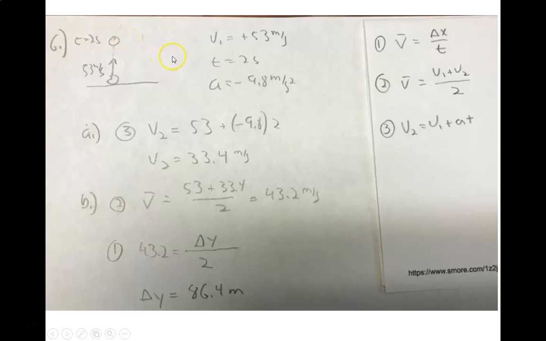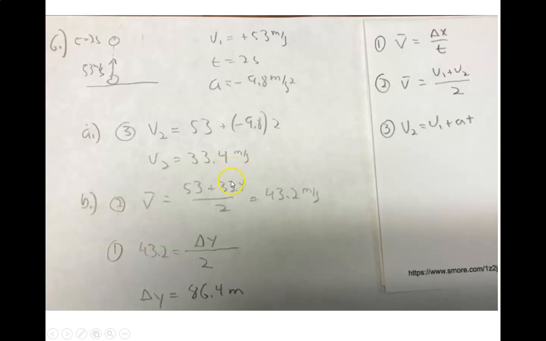We're going to be doing exactly what we did kind of in our heads, except we're going to be using the equations to do it. So if we want to know the velocity here, we're probably going to use our V2 equation. That's equation 3. So V2 equals V1 plus negative 9.8 times our time, which is 2, and we get that V2 is equal to 33.4 meters per second.